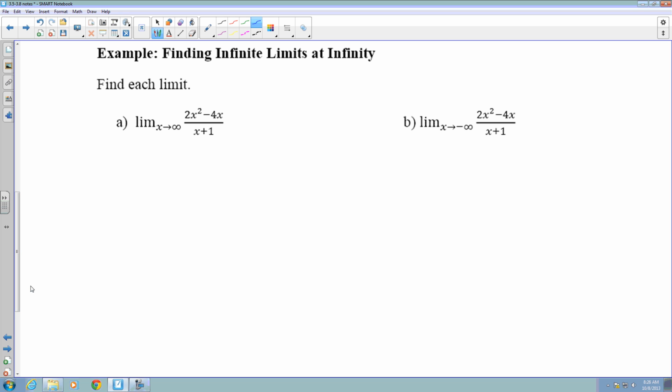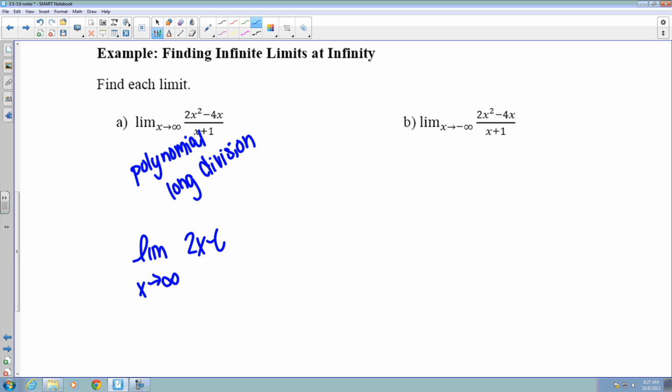Okay, find these limits. So we need to do polynomial long division to simplify this function. When you do, we're going to skip that part. We get 2x minus 6 plus 6 over x plus 1. And 2x minus 6 for sure turns into infinity when you take the infinite limit of it. So we know that this limit in general is going to be infinity.